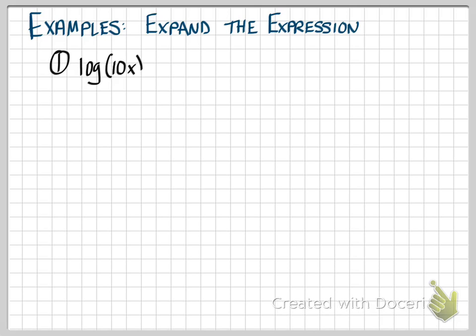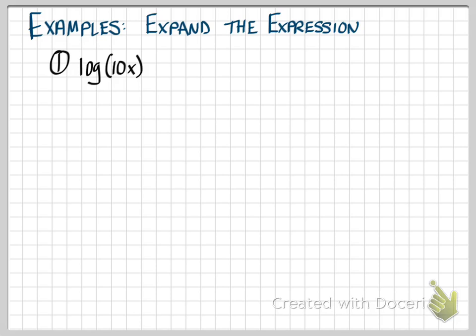We're going to look at some examples here. We're going to start by expanding, and then we'll look at condensing in the final couple of slides. So our first example is log of 10x. One thing to remember, whenever we have logs that don't have a base, the base is 10. Log base 10 of 10x.